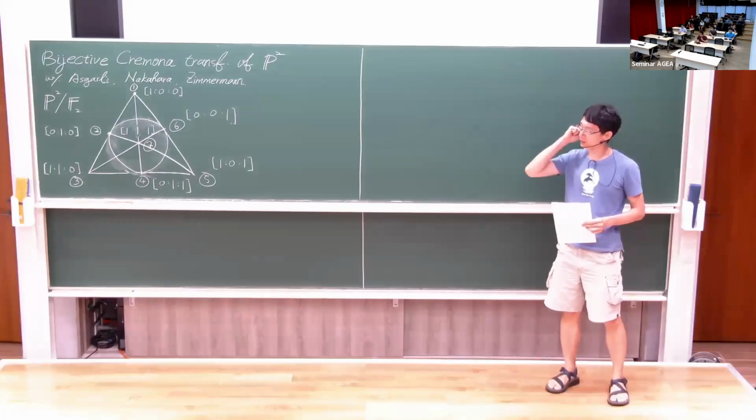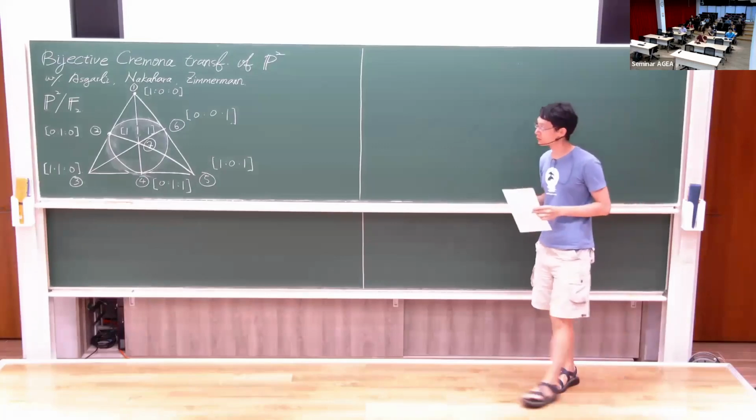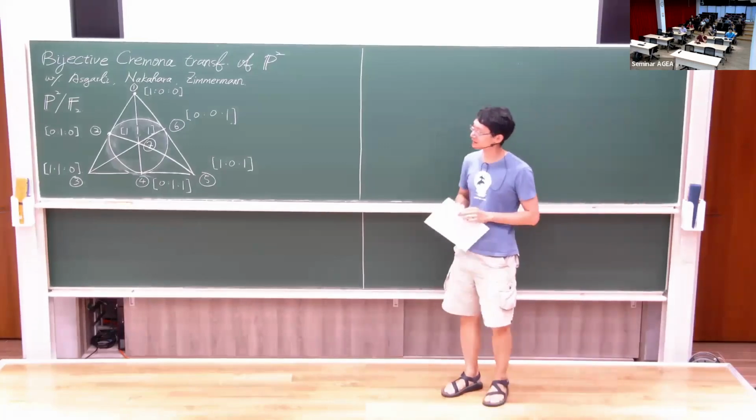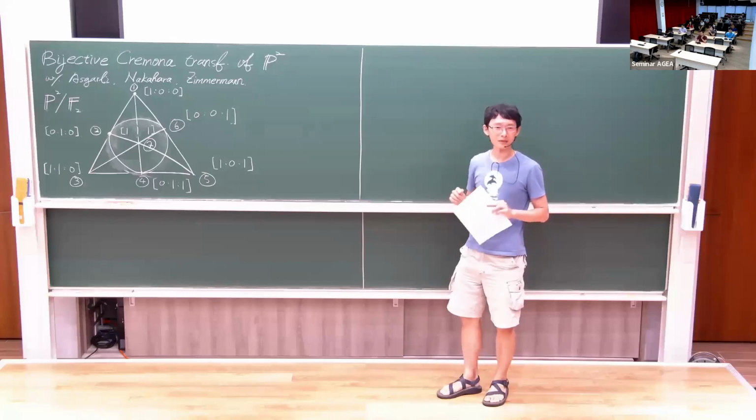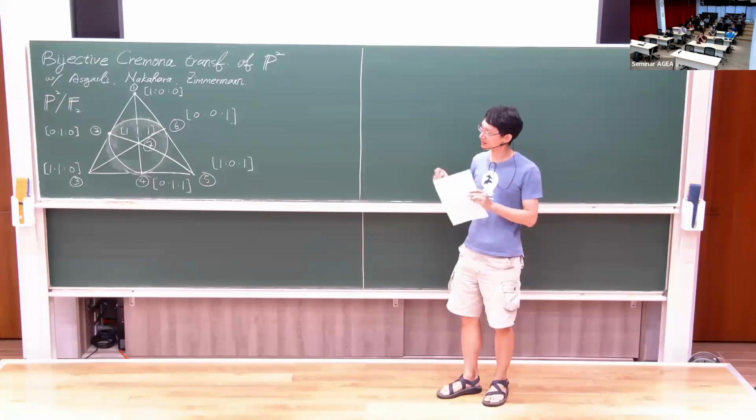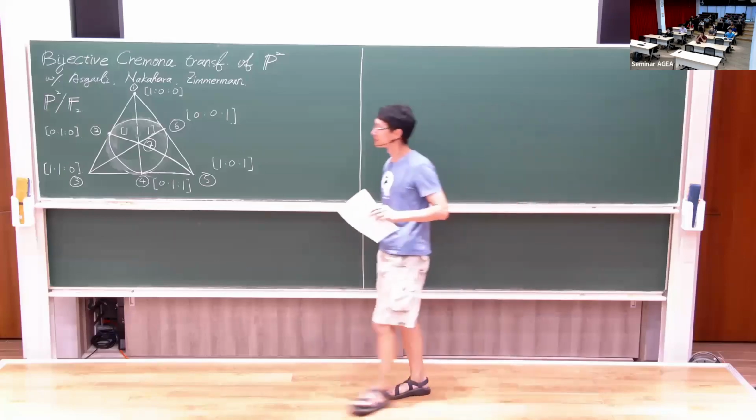So today I'm going to talk about my old work about bijective Cremona transformation of the plane, and this is a joint paper with Shamil Asghari, Masahiro Nakahara, and Susanna Zimmerman. I've given this talk somewhere before, and maybe some of you have already heard about it. But previously this whole project was not completely done yet. And today I'm going to give you the complete picture if you heard about this before.